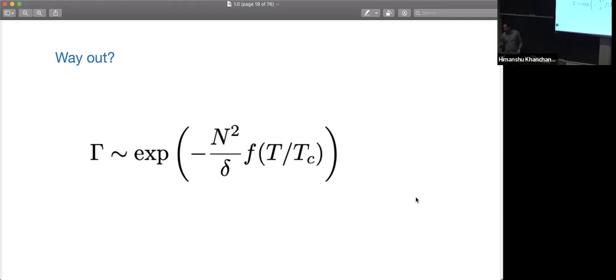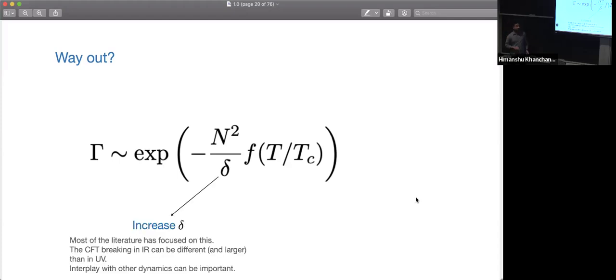So this is the general structure. What can you do? Well, one thing you can do is say delta can be made larger, because the CFT breaking can be different in the UV and the IR, so just one parameter saying how much the CFT breaking is, just a simplification. And this is what almost 99% of the literature in the last 20 years has done. Okay, with varying levels of sophistication, they have tried to change delta.